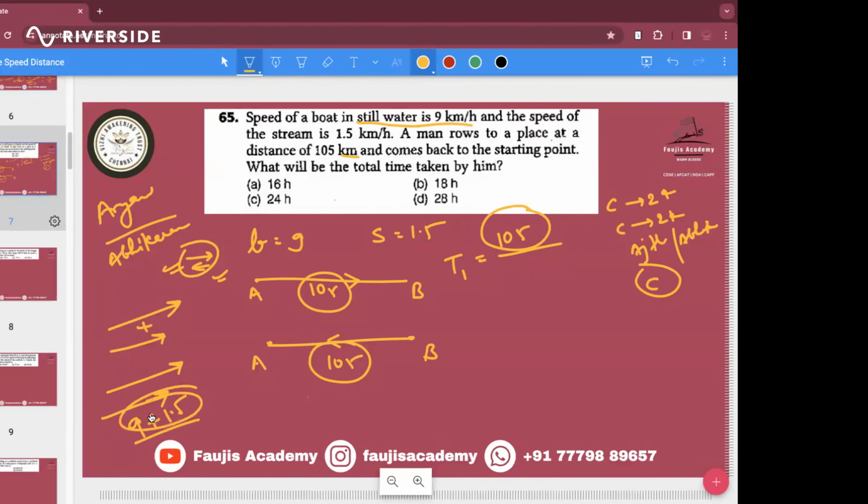Isn't it? Yes, sir. So it's 10.5 for T1, which means nothing but 10. This is your time 1. Now time 2, this chap is returning. Now the current direction is this way, but now he is coming this way. So what will be his effective rate or effective speed? 7.5.